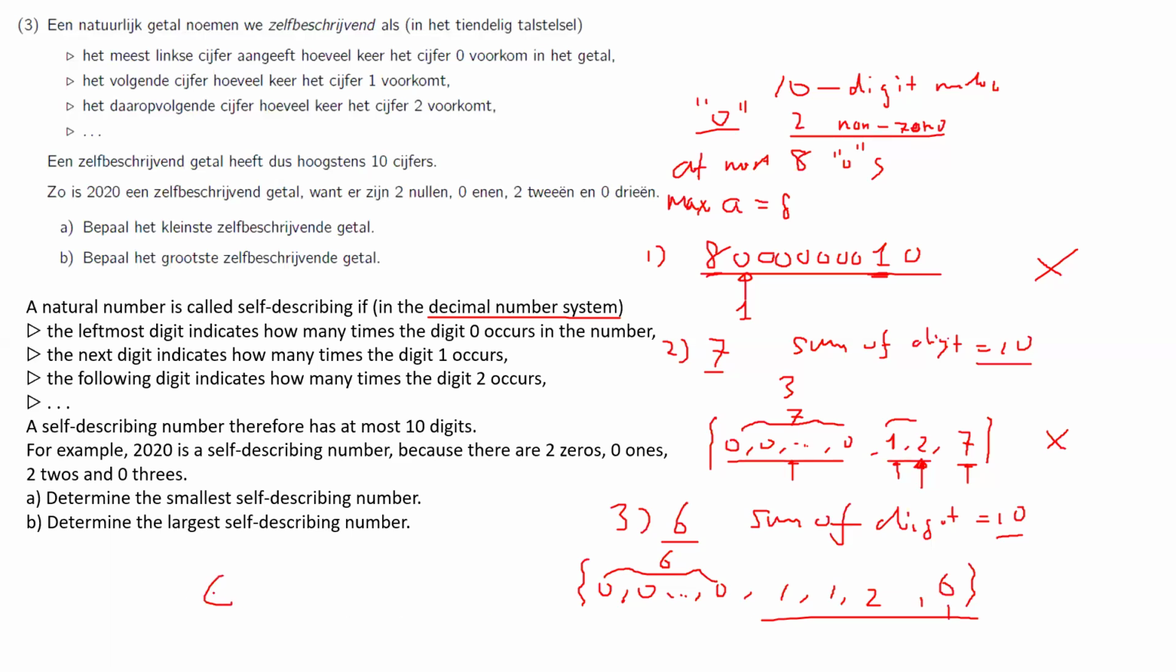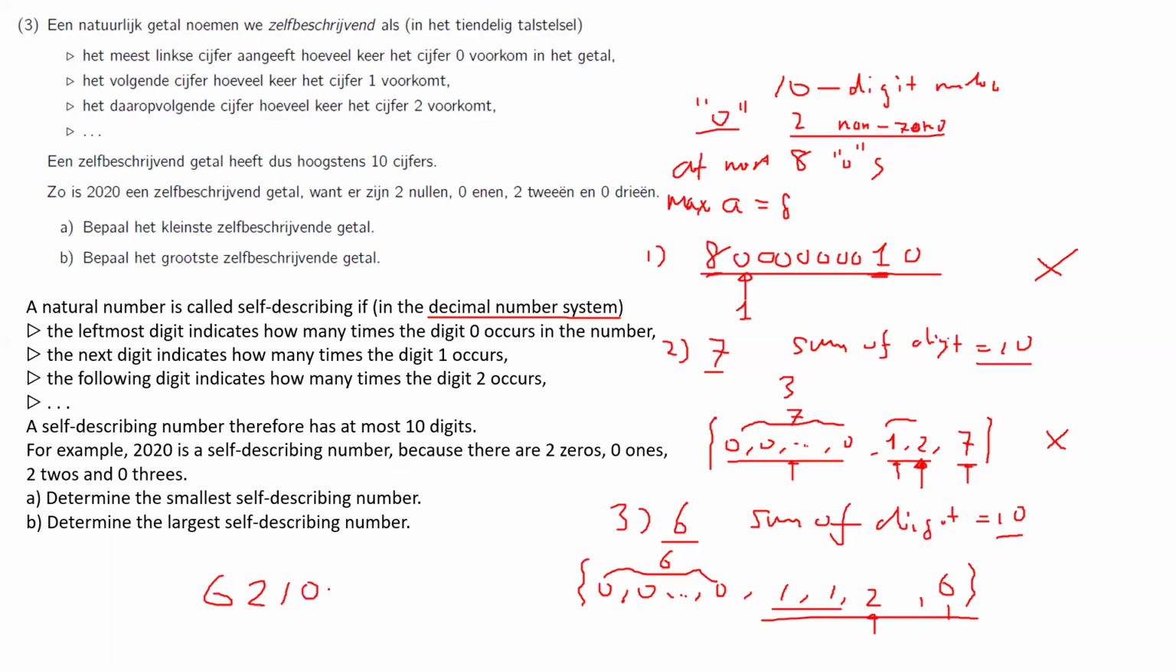So we start with 6. And how many ones are there? There are 2 ones, right? There are 2 ones, so it is followed by 2. How many 2s are there? Only one 2 here. So 1. And what about 3?